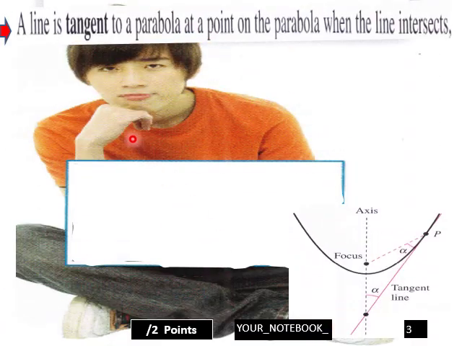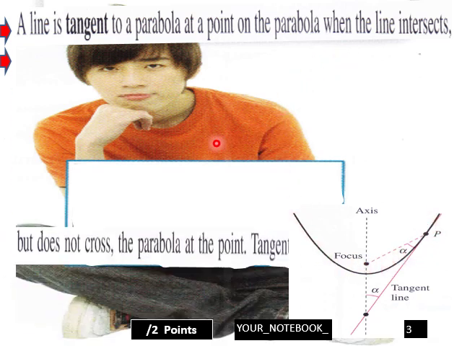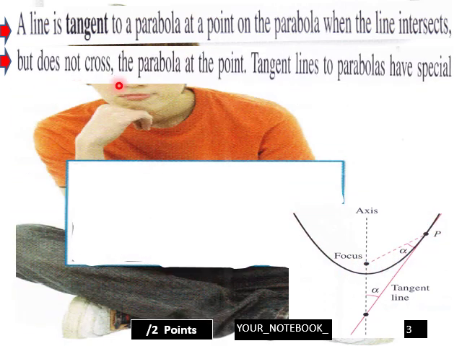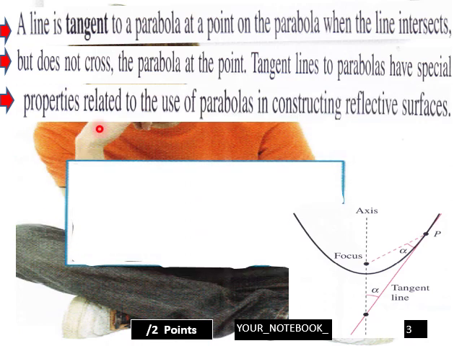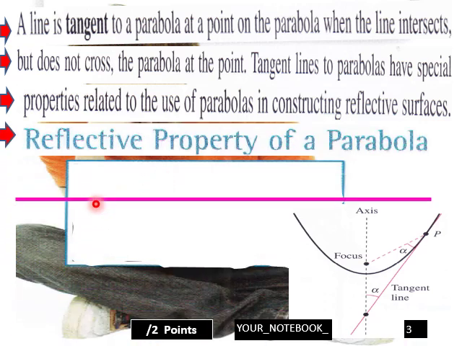So what about it? A line is tangent to a parabola at a point on the parabola when the line intersects but does not cross the parabola at the point. Here is our tangent line on your parabola, right here, point P. Tangent lines to parabolas have special properties related to the use of parabolas in constructing reflective surfaces.